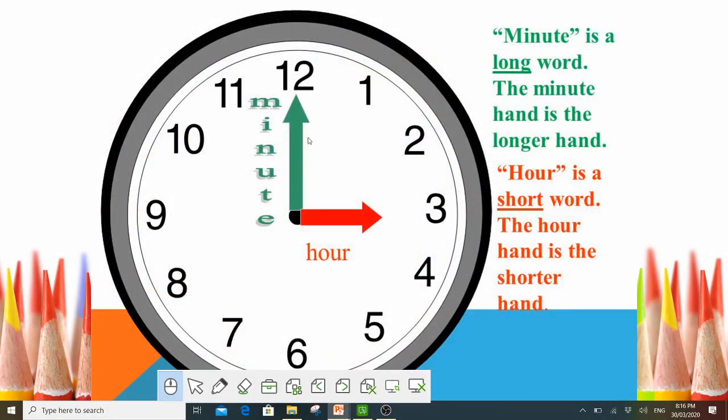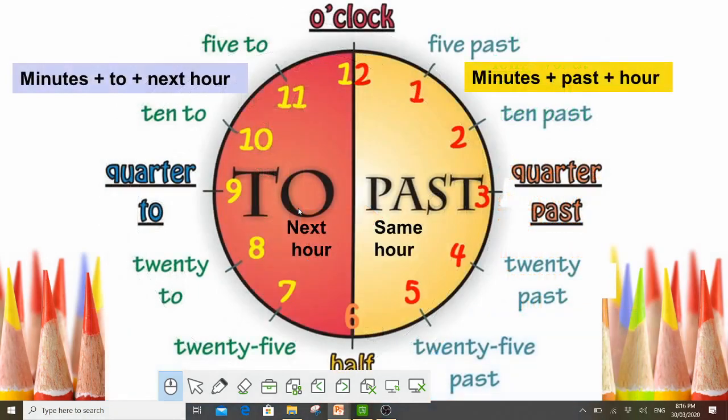Here we have the hands of the clock. We have two hands. The short one is the hour hand. The long one is the minute hand. And I said for you, this is an analog clock, which is so important because it helps us to tell the time.